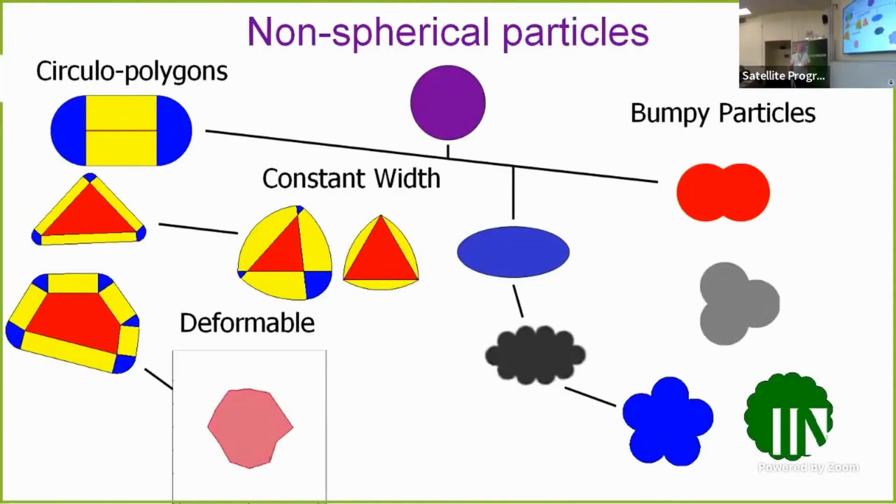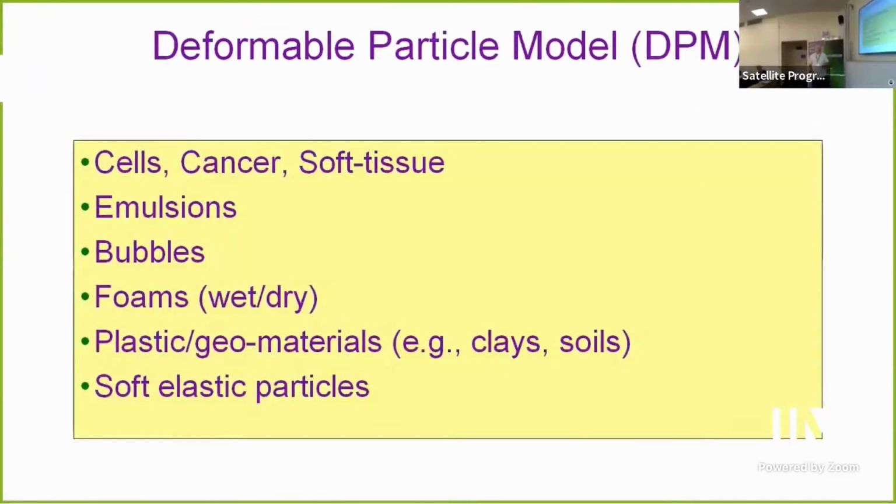Okay, so now we want to just make everything go off the rails, right? So now we're not going to let the shape be static. The shape is going to be responsive to the packing. So we're going to add a huge number of degrees of freedom, all the degrees of freedom in the shape. What we're thinking of here are deformable particles, cells like cancer, soft tissue, emulsions, bubbles, foams, plastic materials, clay, soils, any kind of soft material, anything where I mush it and it does something interesting. Our model should model this. We want to be able to model anything that's mushy.